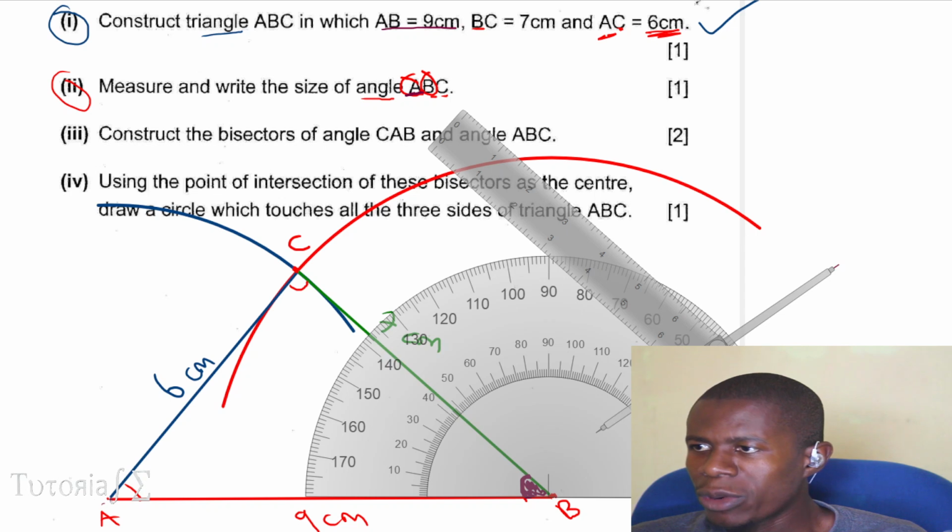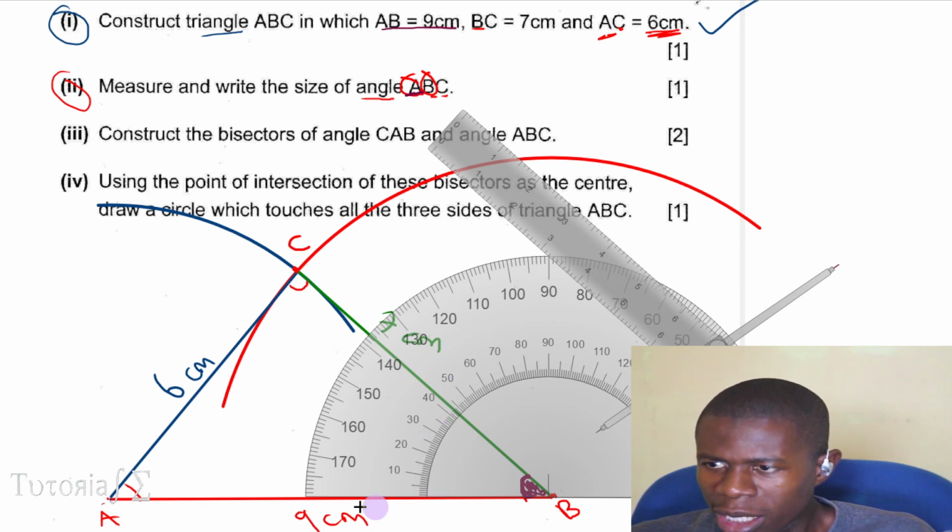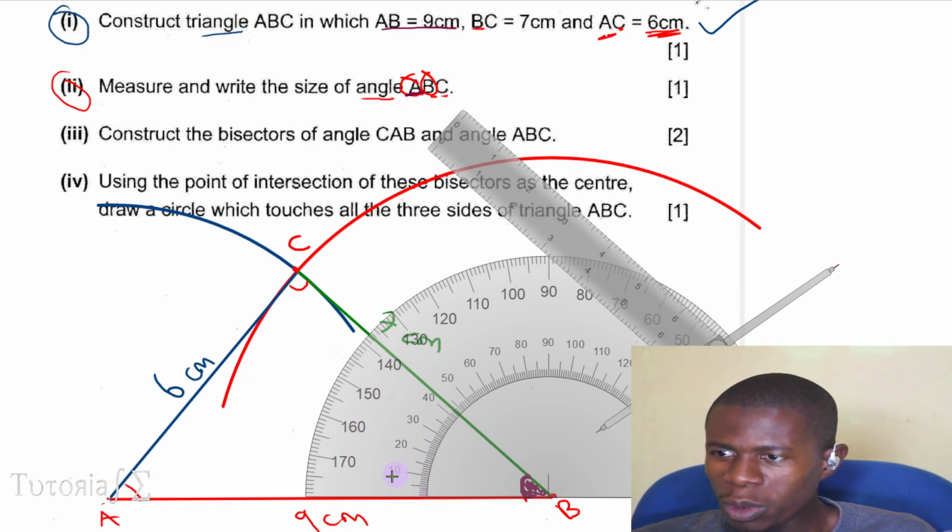So here for our protractor, we're going to start from zero. So obviously this is 170, 160. So we're not going to use this scale, but we're going to use the inner scale here, which is starting from 0, 10, 20, 30, 40, and so on and so forth up to 180. So we make sure that the zero is inside the triangle. So the zero is here. So this is this, then we reach up to this point. So that point there, we need to know that point there.